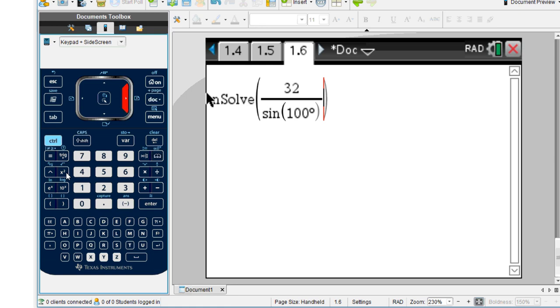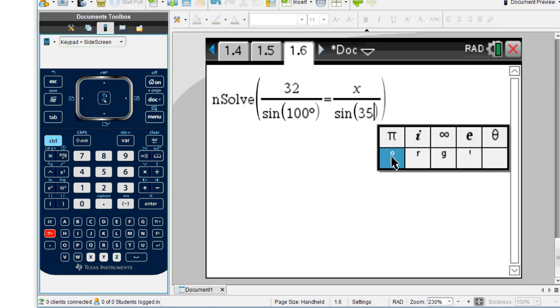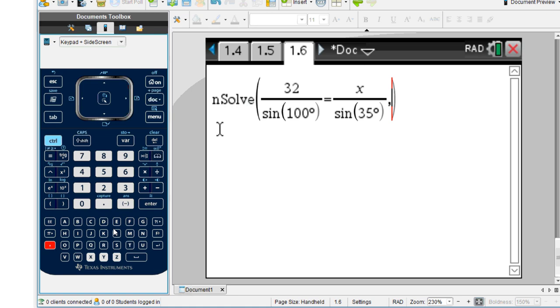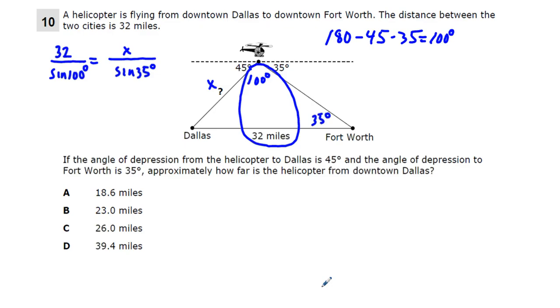And what is that equal to? Well, it's equal to a distance that we do not know, which we'll call x, over sine 35 degrees. So we get sine, and again, for the umpteenth time, since my calculator is in radians, I have to be sure to remember to use the degree symbol. I come over here to the right, press comma x. There we go. So we get 18.6376, and approximately how far? So it's going to be answer choice A.